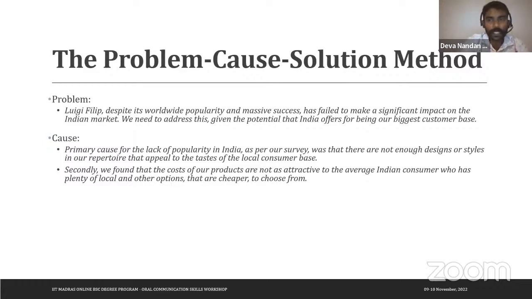Because this is also a valid reason, of course, from a marketing perspective. If your price is not competitive enough, then there's every possibility, especially in something like clothing, that you lose out on a major chunk of middle class and lower middle class customers.